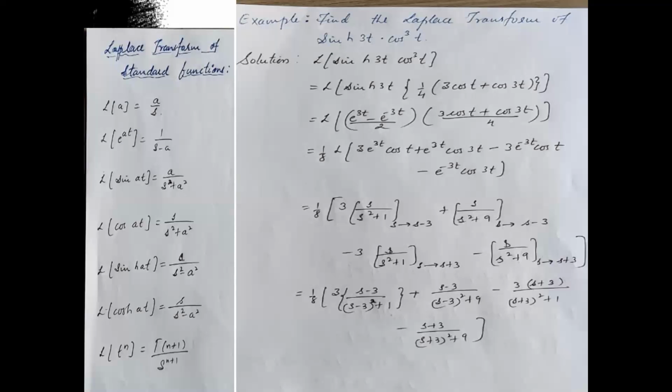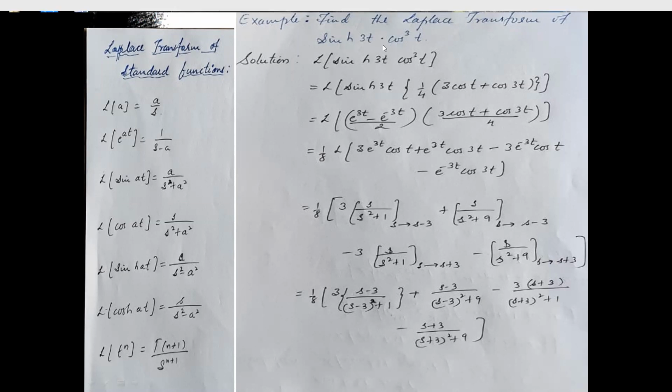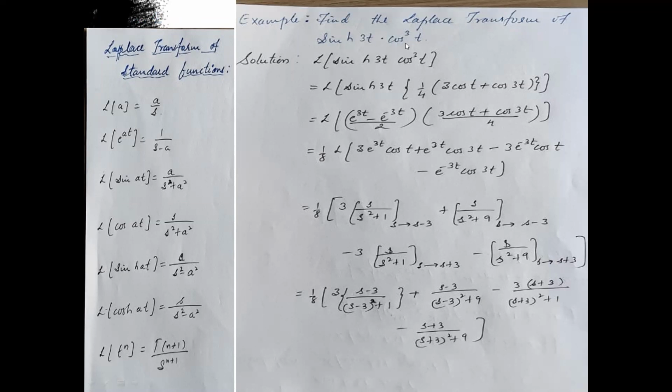Let us consider one more example. Find the Laplace transform of sinh 3t minus cos cube t. Here it is not in the standard form. It is a product of two functions. So let us first bring it to the standard form. We keep sinh 3t as it is. For cos cube t, to remove this cube term and write it in the simplest form, we will use the formula for cos cube theta.